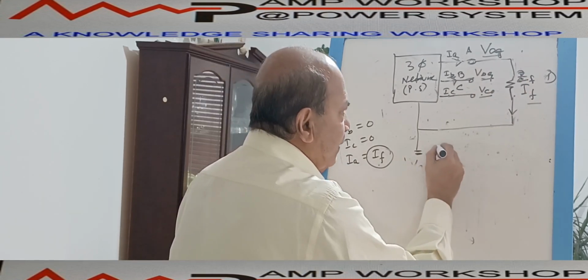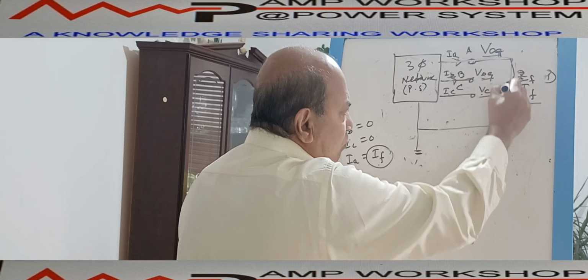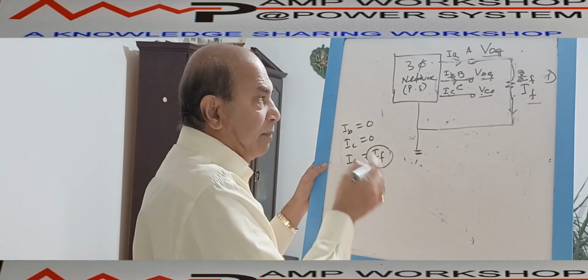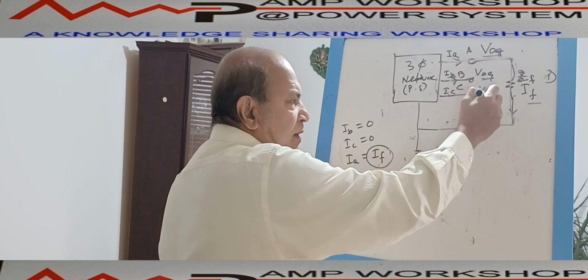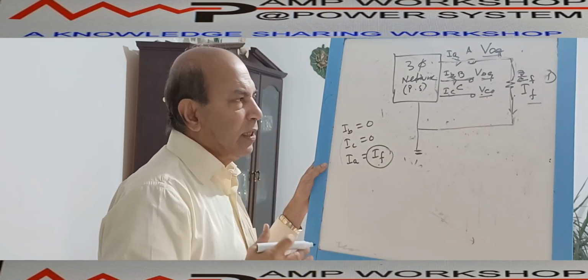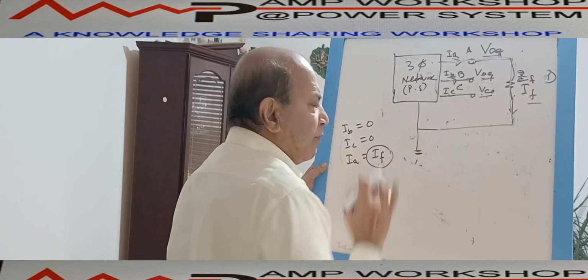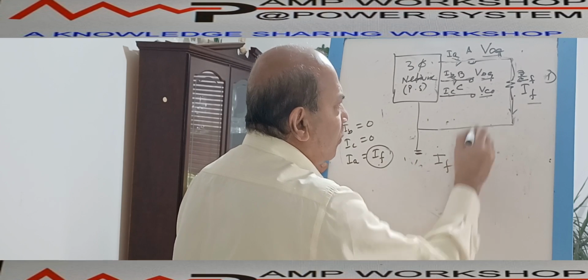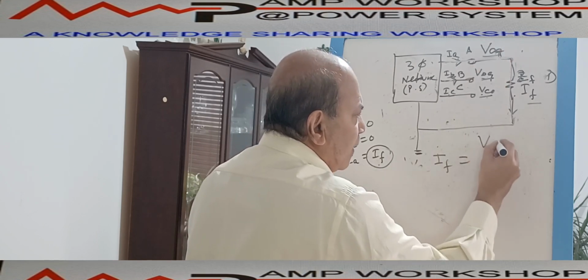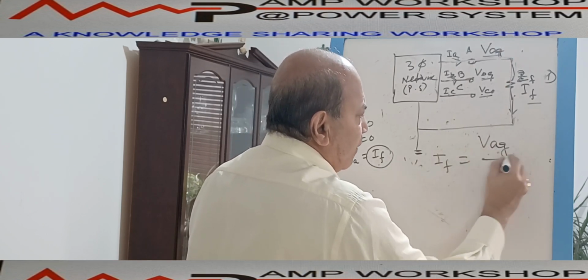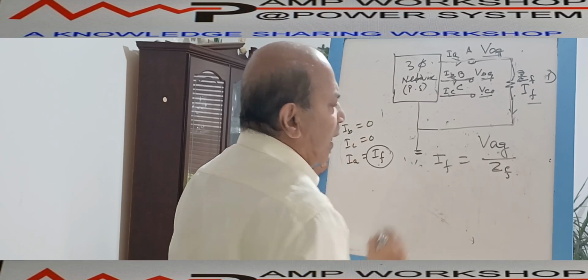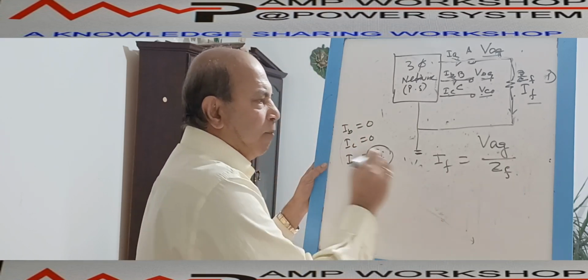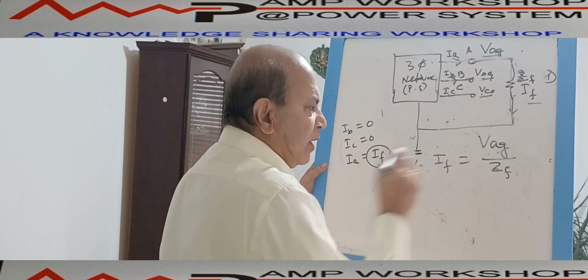If ZF is the earth impedance, in that case you see the VAG current. What we can write down is VAG, the current which is flowing due to this voltage VAG, which is unbalanced. VAG, VBG, VCG are all unbalanced to each other. This unbalanced voltage VAG will produce the current IF. That IF current, by simple Ohm's law, we can calculate: IF equals VAG by ZF.